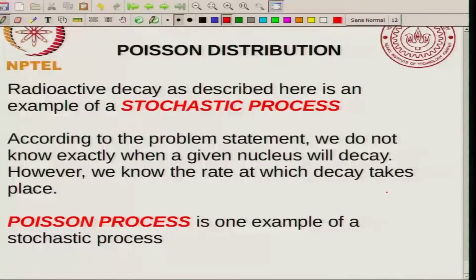and this Poisson process is one example of a stochastic process. So, in the next lecture I will talk about the Gaussian distribution, and so I will complete this lecture here.